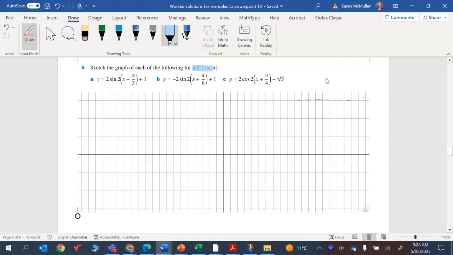And we've got a domain of negative pi to pi for all of them. So what we might do is also go through how to do your endpoints. Because we've got a shift, your endpoint isn't necessarily going to be just sine pi, which is 0. You've got a shift, so it is going to be different. So we'll go through how to do that.